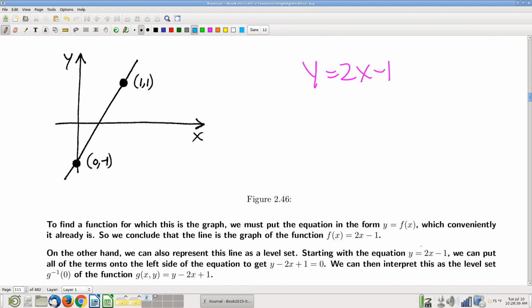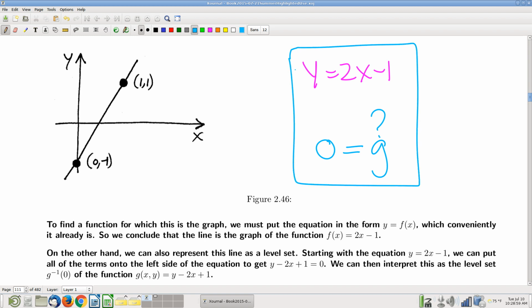Is this a level set? Is there some function g, we ask, such that when I set it equal to some constant, and I'm going to say 0, no particular reason, you don't have to, is there something that when I set it equal to 0 gives me an equation equivalent to that? Now this one's not quite as immediate. The equation up there doesn't just line up perfectly with y equals.